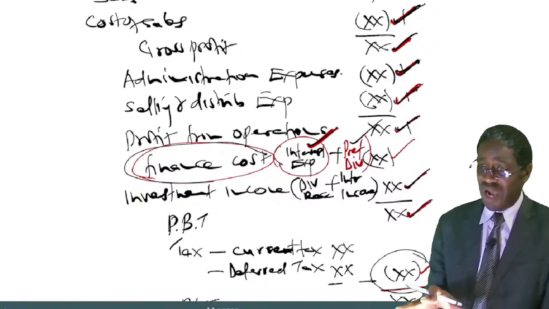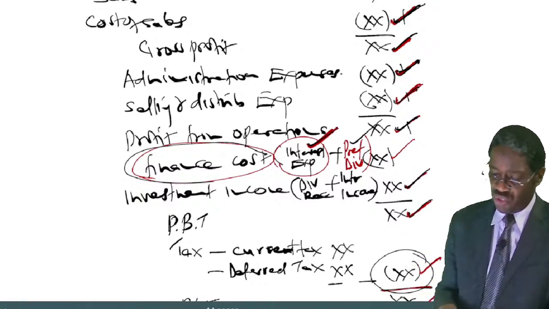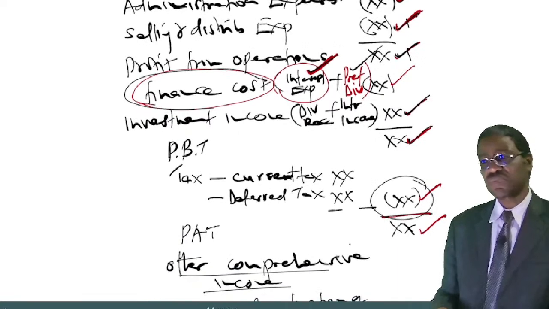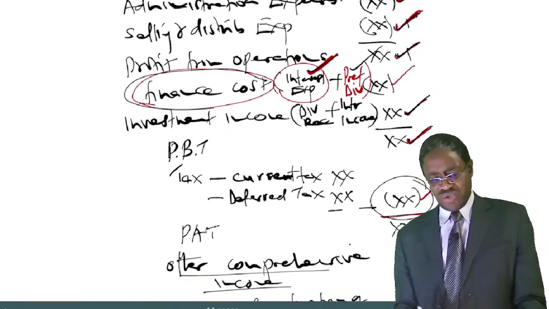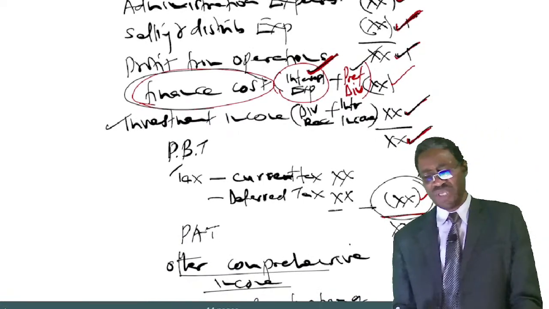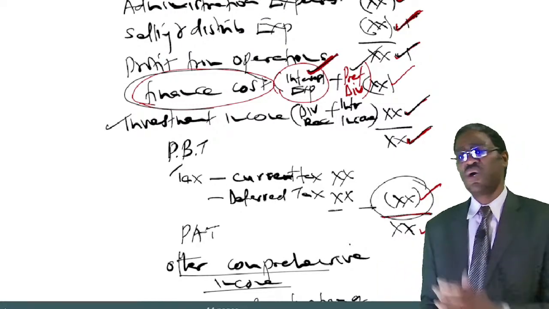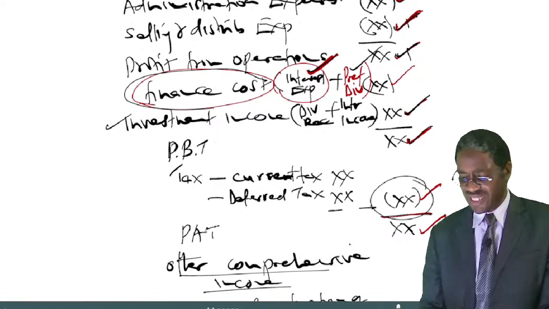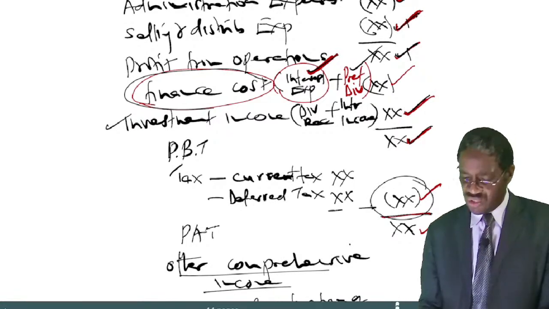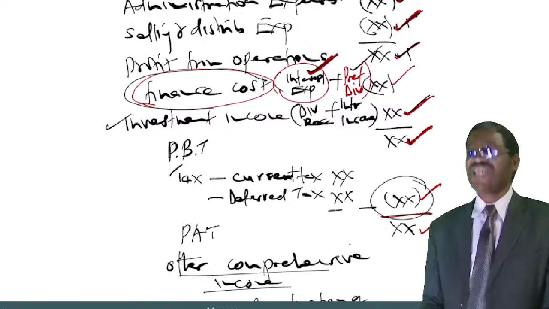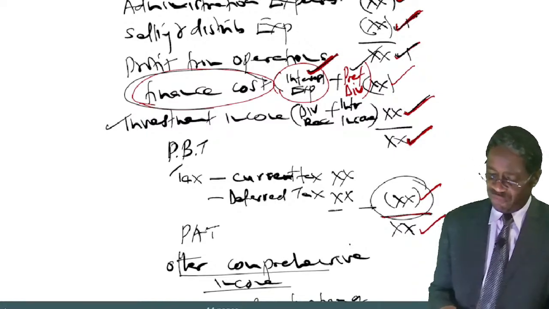We don't have to go back now. Just to remind you, I've told you. Today I'm just reminding you. Then we said from there, you come to what we call investment income. As I told you, investment income could be in form of dividends received or interest received. Get the net amount. Then once you do that, you now come and get what we call profit before tax.